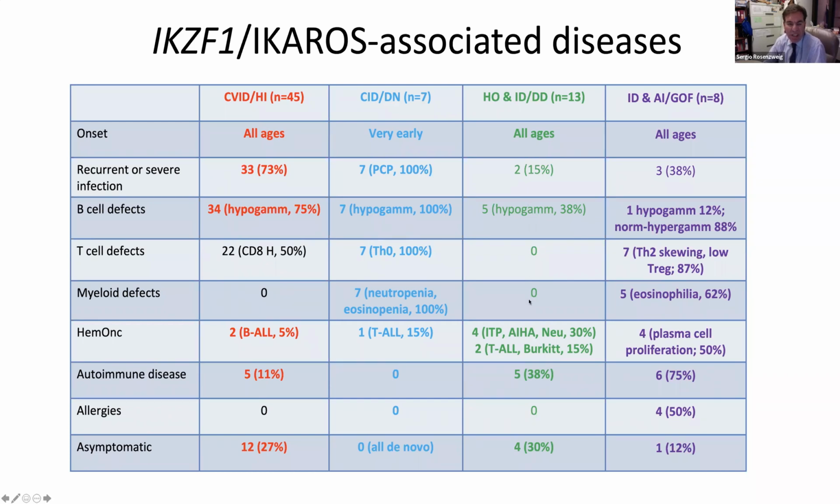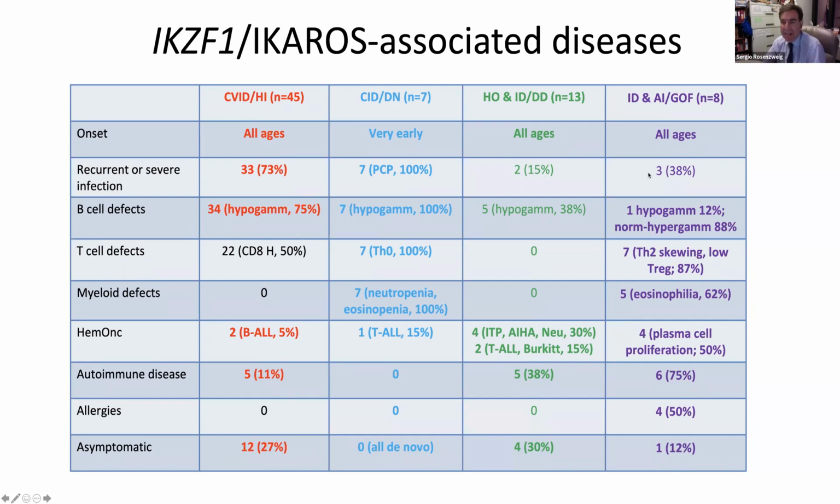No T-cell defects, no myeloid defects, but yes, a lot of hematological or hem-onc manifestations, either malignant, like T-ALL and Burkitt, or benign, non-malignant, like ITP, autoimmune hemolytic anemia, neutropenia, or Evans syndrome, were seen in approximately 1/3 of the patients. Autoimmune diseases, despite this, were also highly prevalent, and asymptomatic patients, very similar to the CVID: 1/3 of our patients were asymptomatic.